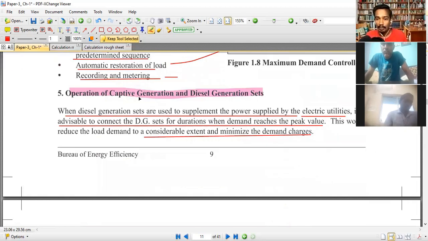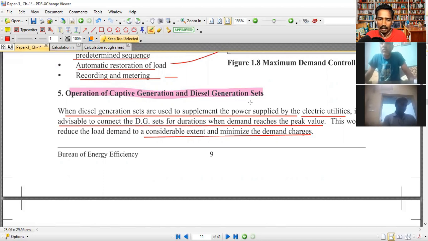And operation captive generation, this is it. Every plant and industry has a DG set. What is the main purpose of this? Suppose they need to run some load, but the maximum demand increases. At that time they use the DG generator to reduce the maximum demand. They don't need to pay the penalty. The main purpose of the DG generator is to reduce the maximum demand.